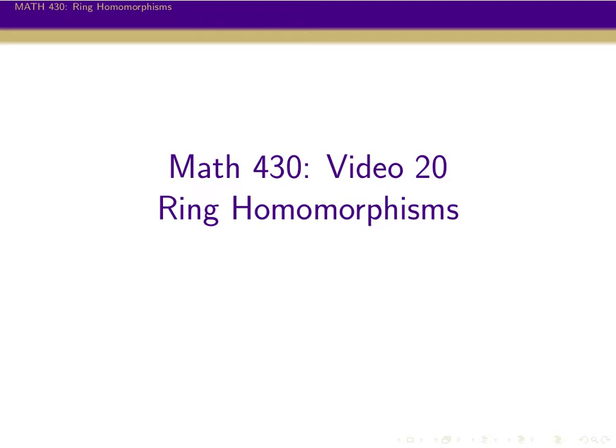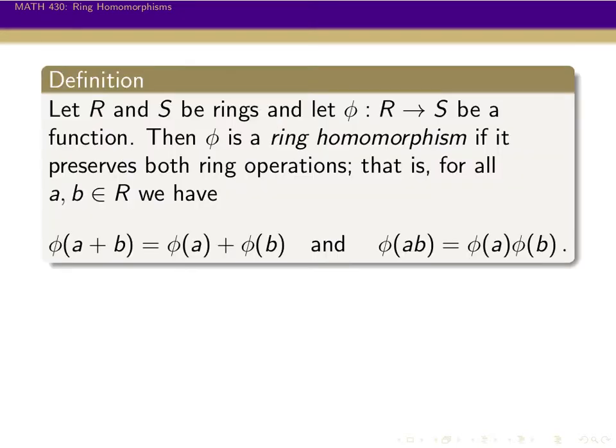If you recall, when we were talking about groups, we talked about group homomorphisms, and those are maps from one group to another group that preserve the group operation. And so now we're going to talk about homomorphisms involving rings, and the idea really is going to be very similar. So what is a ring homomorphism?